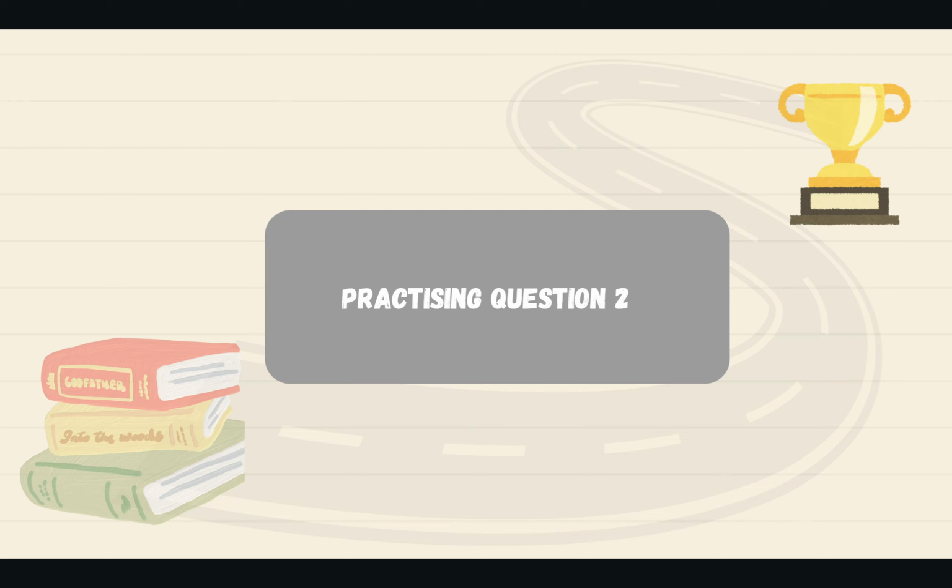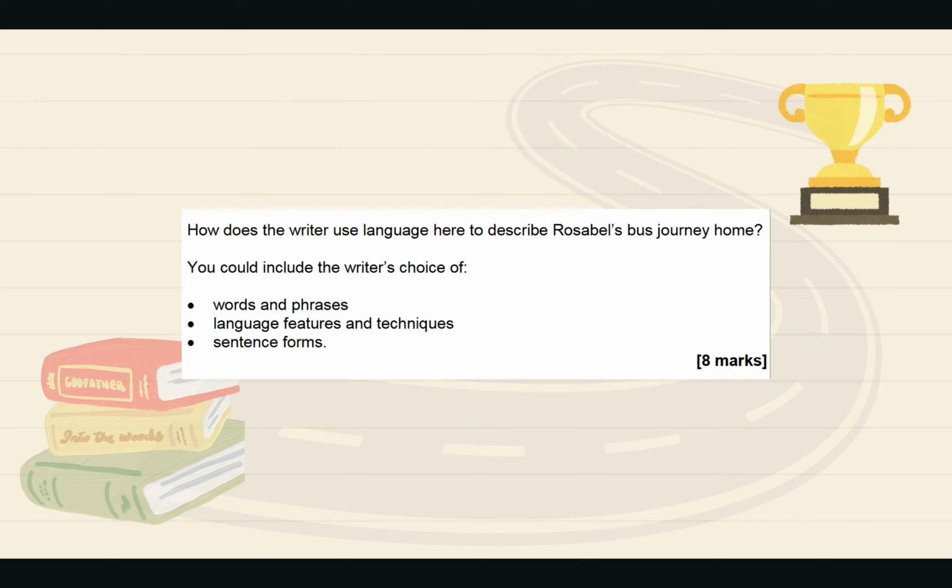If we have a look at practicing question 2 then, this is what the question will always look like for the GCSE English Language exam. The only thing that changes is the focus. So here, the focus is Rosabel's bus journey home. I would recommend pausing the video now and having a go at annotating this question by yourself, and then we're going to have a look at it together.